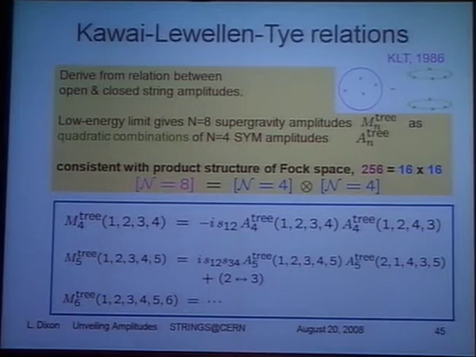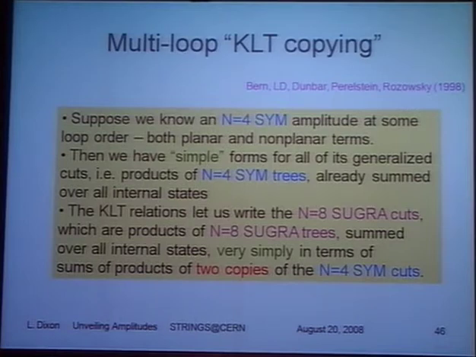Well, the Kawai-Lewellen-Tye relations are derived from string theory, and their main property is that they are quadratic in the Yang-Mills amplitudes. So they write a gravity amplitude, say 4-point, 5-point, or 6-point, as quadratic combinations of the corresponding Yang-Mills amplitudes. And this whole thing is consistent with the product structure of the Fock space. And that means if you know how to do a state sum in N equals 4 super Yang-Mills, you know how to do the corresponding state sum in the more complicated N equals 8 supergravity theory. You basically get to use the same work over again a couple times.